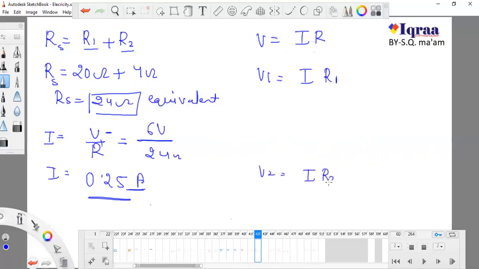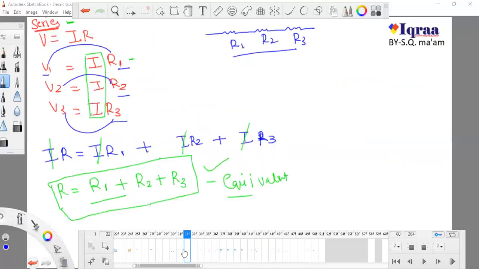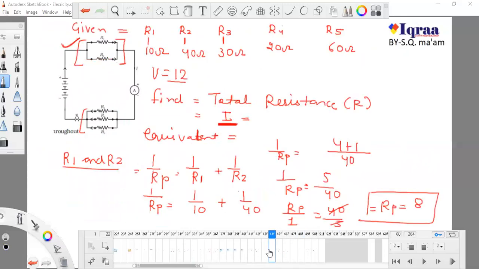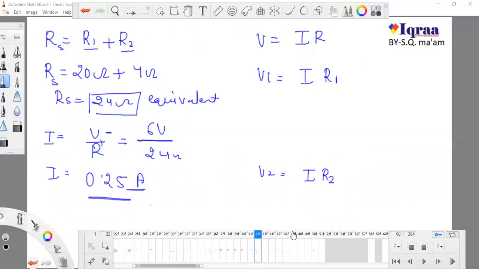Why so? Because you know there is a relation. Why didn't I take just R? Because there is a relationship, you can see: V3, R3, V2, R2, V1, R1. Which type of circuit is this? Series. So you cannot remove the relationship anywhere. You have to take care of this relationship each and every time. That's why I'm doing this.